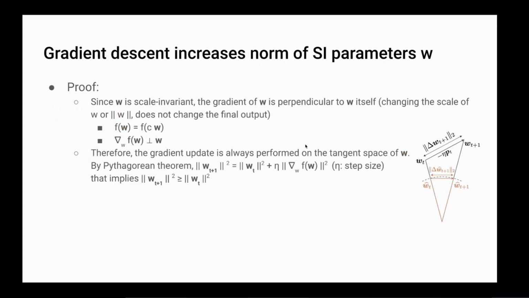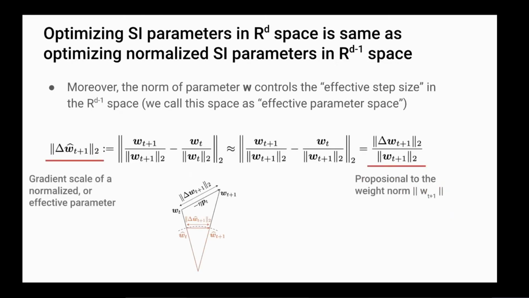One big property of scale invariant parameters is that whenever you update the weight using stochastic gradient descent, the norm size increases monotonically. So after enough iterations of training, you will have a large norm for each parameter. This can be a particular problem because the effective learning rate of a scale invariant parameter is proportional to the inverse of the norm size. It means that if you have a larger norm size, the effective learning rate goes down and becomes smaller.